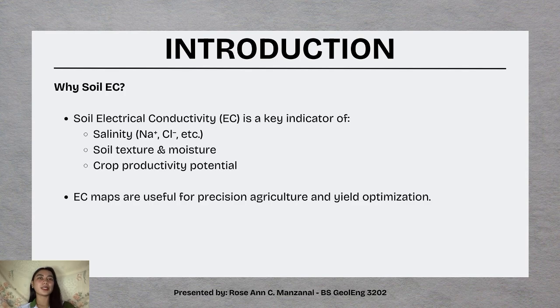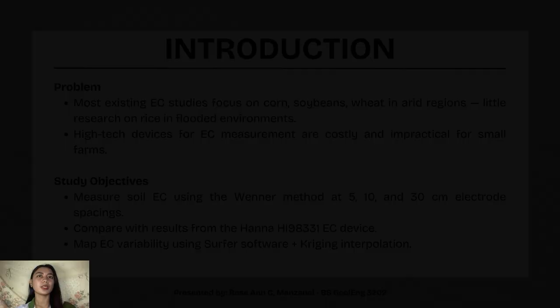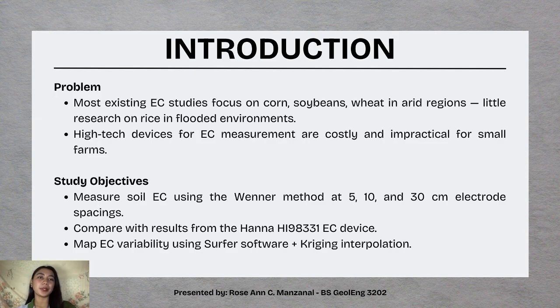To address this, one of the most effective ways to assess soil conditions is by measuring soil electrical conductivity, or EC. EC provides insights into soil salinity, texture, moisture content, and even crop yield potential. Using EC maps, farmers and researchers can apply precision agriculture techniques like adjusting fertilizer or irrigation based on actual field variability. But there is a gap in the current research.